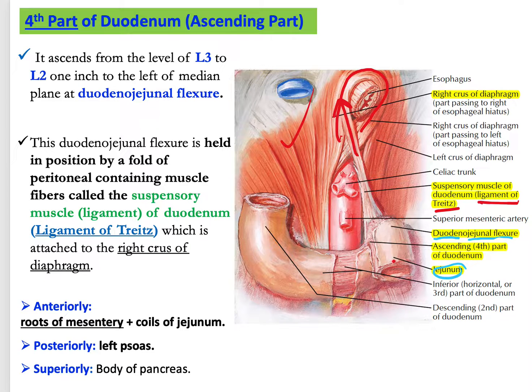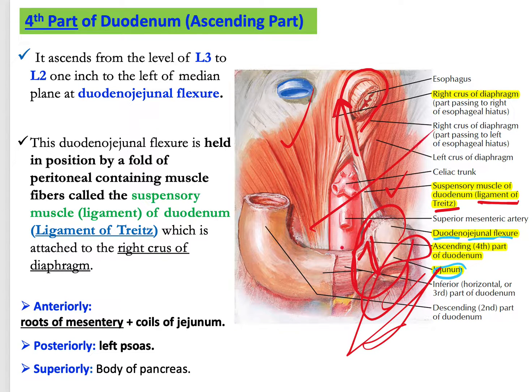There is not much to say about the anterior relation, but you see here, anterior to the fourth part is also the root of the mesentery, and of course the jejunum, because the jejunum will start here. And superiorly, we have the body of the pancreas, because that was the head, and this is the body of the pancreas.